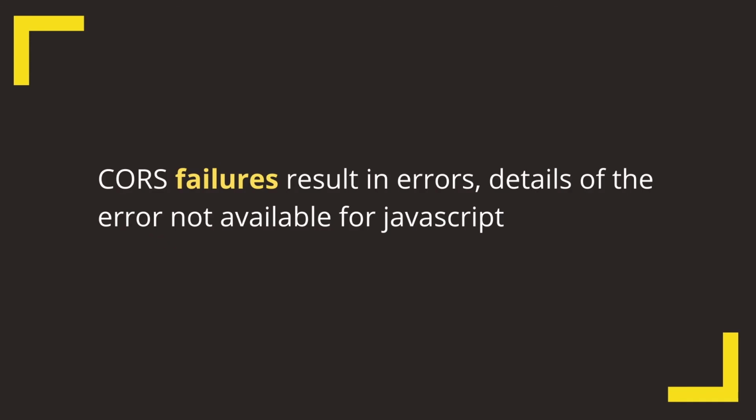CORS failures result in errors, but for security reasons, specifics about the error are not available to JavaScript. All the code knows is that an error occurred. The only way to determine what specifically went wrong is to look at the browser's console for details. That is all about CORS and its implications in JavaScript.